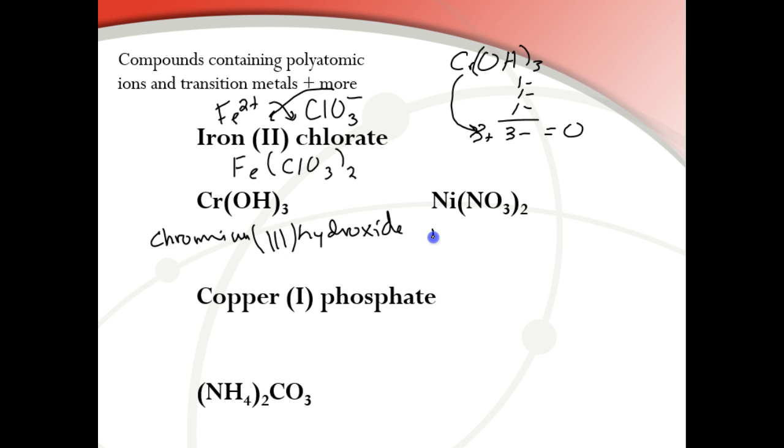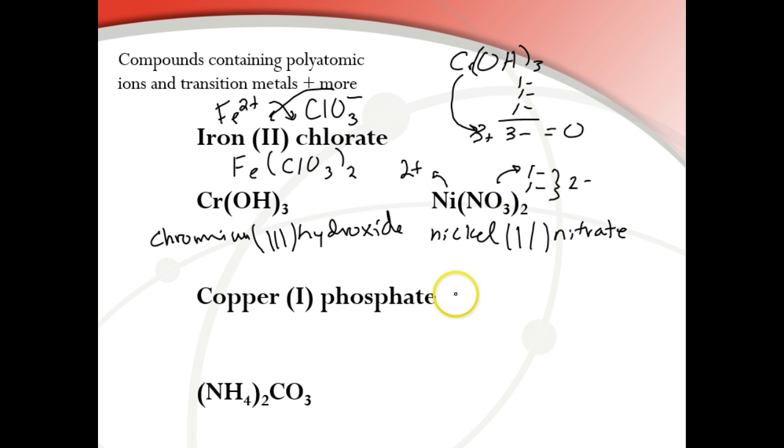Here we go with nickel. Nickel something, and NO3, remember from Nick the Camel, is nitrate. Each nitrate carries a negative charge with it, which gives us a 2- charge total from the nitrates, right? So that means nickel must be a 2+ to make sure this compound's neutral, and that gives us nickel(II) nitrate.